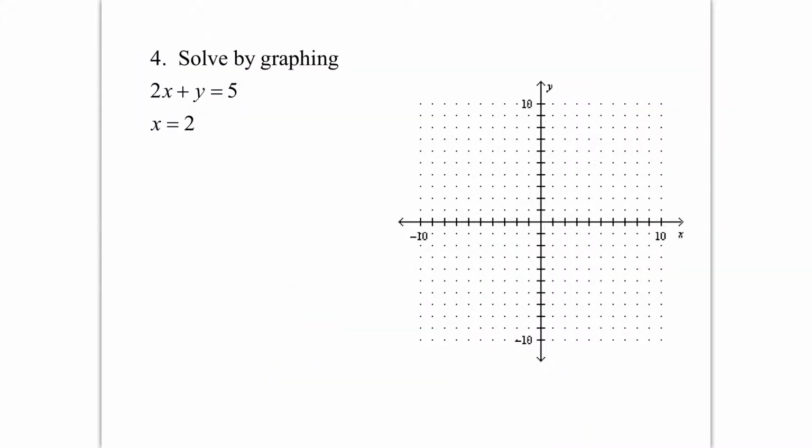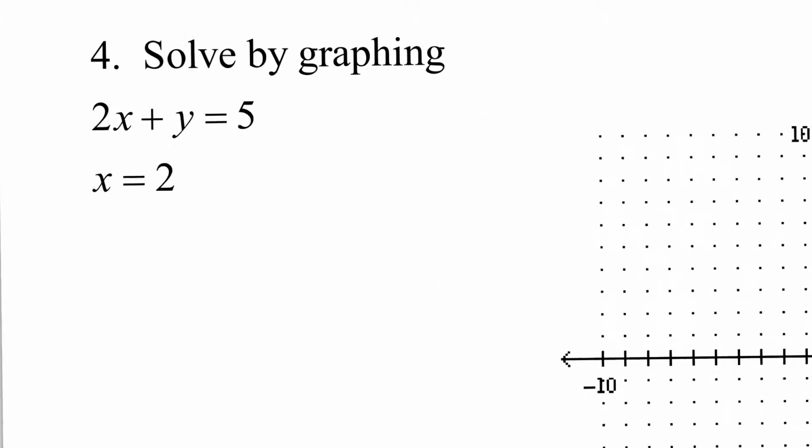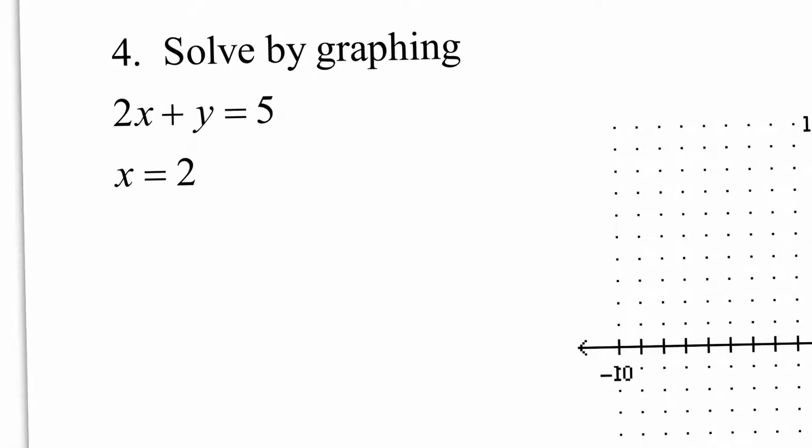So this one here, we just want to graph again, and we want to see if the two lines intersect, or maybe they don't intersect, or maybe they're the same line. So let's go ahead and look at the first line, the first graph that we want to make. So I am going to look at 2x plus y equals 5. So I'm looking at this one here, and I'm going to make it red. So first we need to find the slope and the y-intercept.